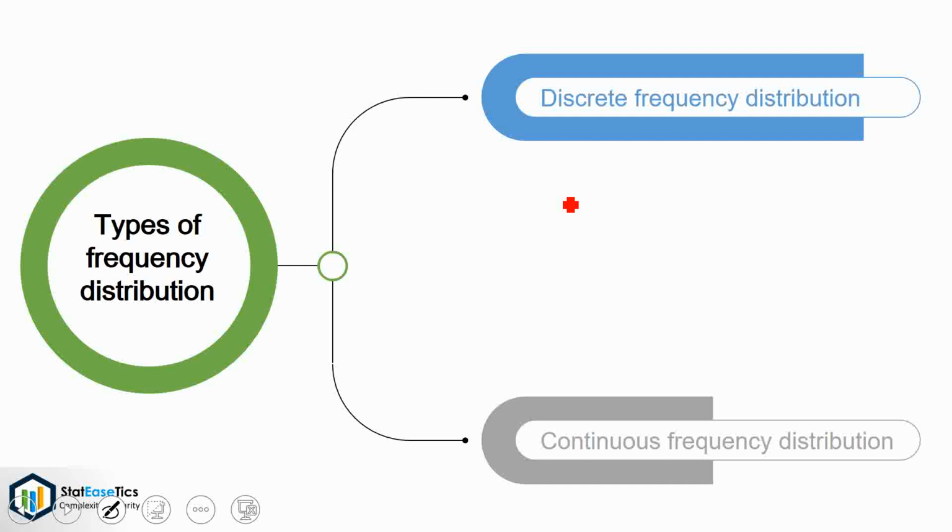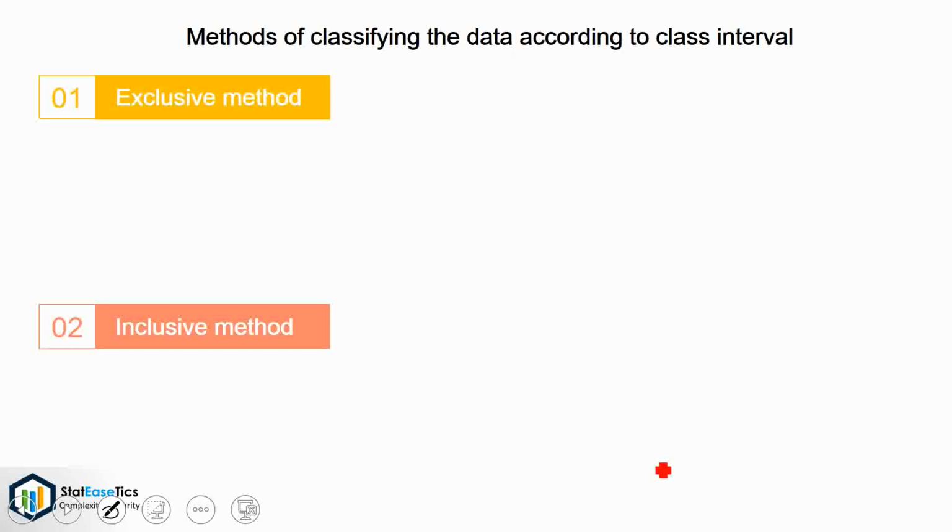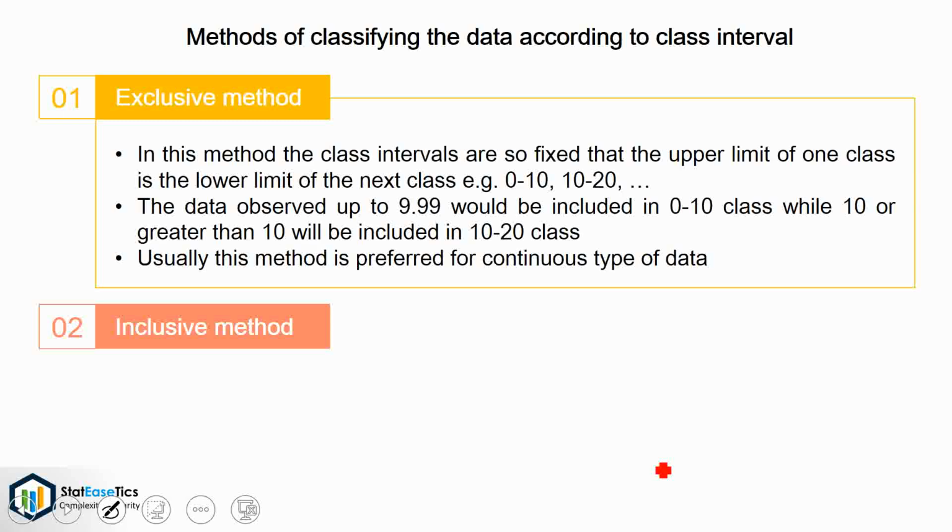There are two types of frequency distribution: discrete frequency distribution and continuous frequency distribution. Let's see the methods of classifying the data according to class interval. So there are two methods, exclusive and inclusive method. Exclusive method: in this method, the class intervals are so fixed that the upper limit of one class is the lower limit of the next class. Example, 0 to 10, 10 to 20, and so on. Here, 10 is the upper limit of class 0 to 10, which becomes the lower limit of the next class.